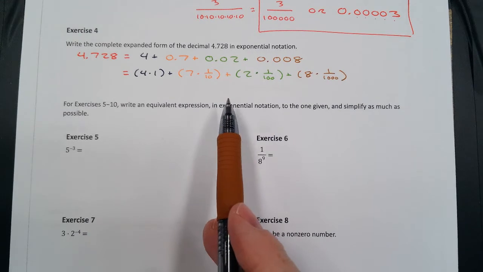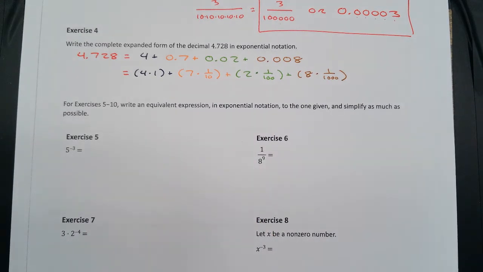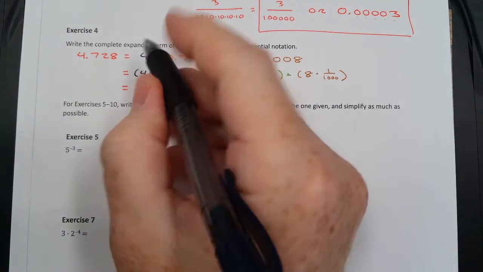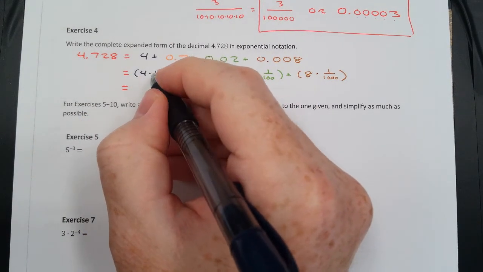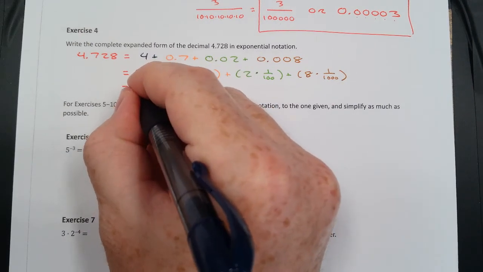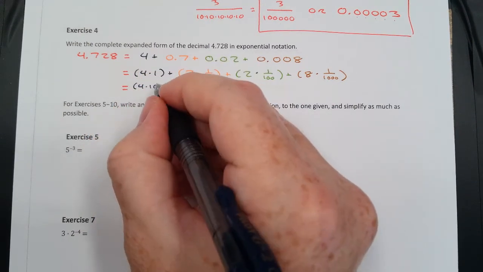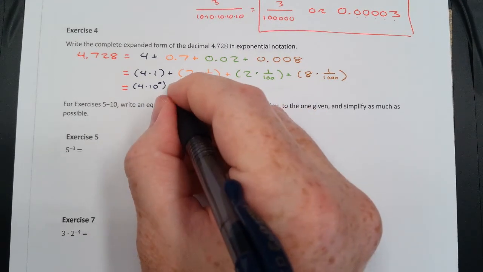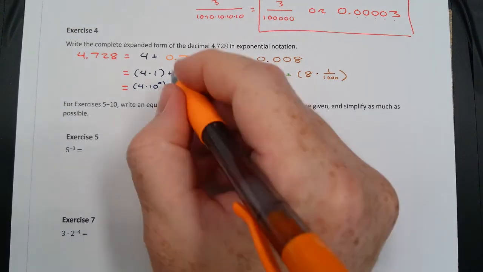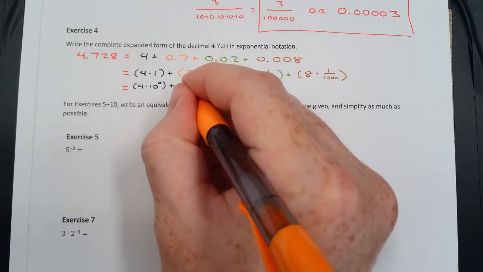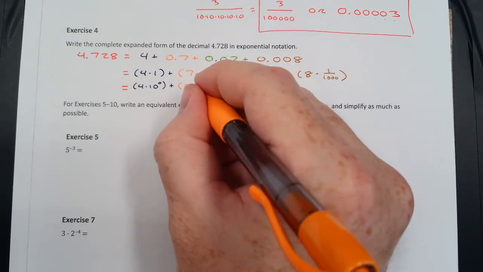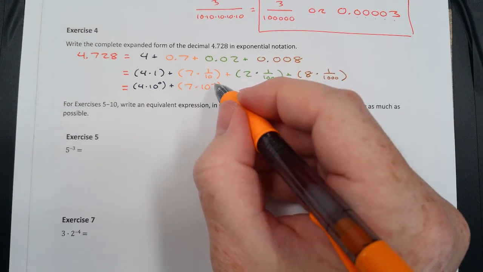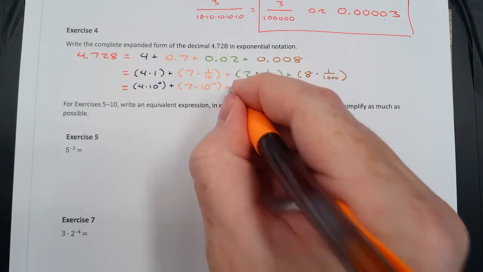So what you need to do, 4 times 1, well, what is 1 as an exponent? Remember we work in base of 10. 4 times 10 to the 0. 10 to the 0 is 1. Now this is 7 times 10 to the negative 1, because there's 1 ten in the denominator.